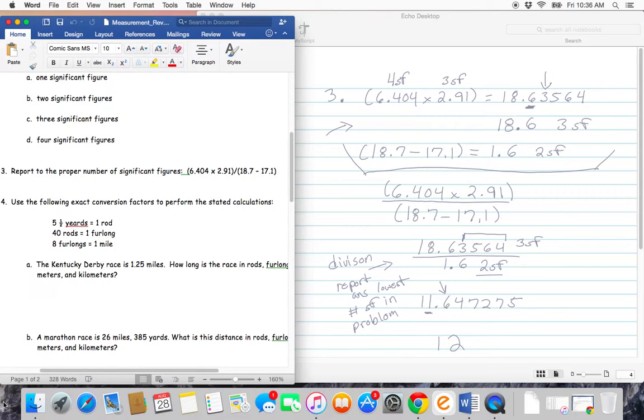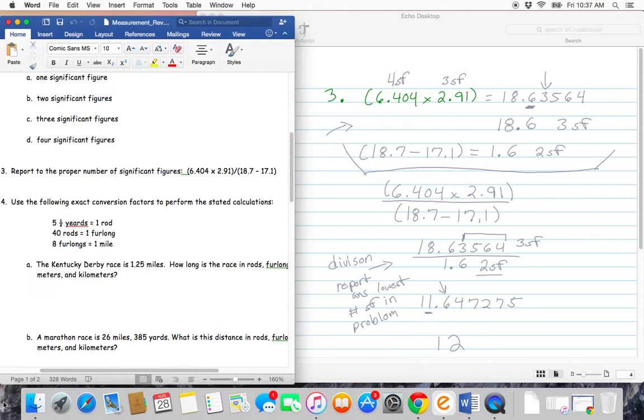The question tells us to report the proper number of significant figures for this particular operation, which is parentheses, a multiplication operation divided by a subtraction operation. What I want to do first is to look at each operation individually, and then we'll look at the operation as a whole. So if we look at this individually, we're left with 6.404 times 2.91. Let's just look at this by itself.